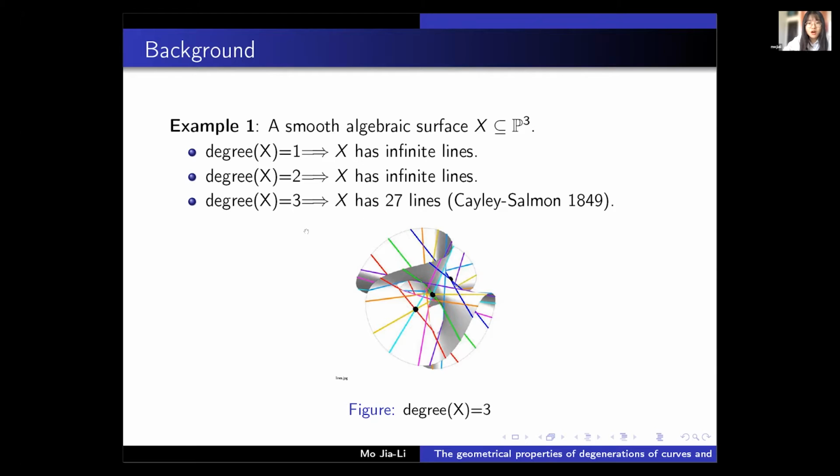This conclusion was proved by Cayley and Salmon in 1849. The following graph can better show intuitively the existence of 27 lines. You can find the algebraic properties of X on the left, and its geometric properties on the right. This example shows the connection between these 2 properties.